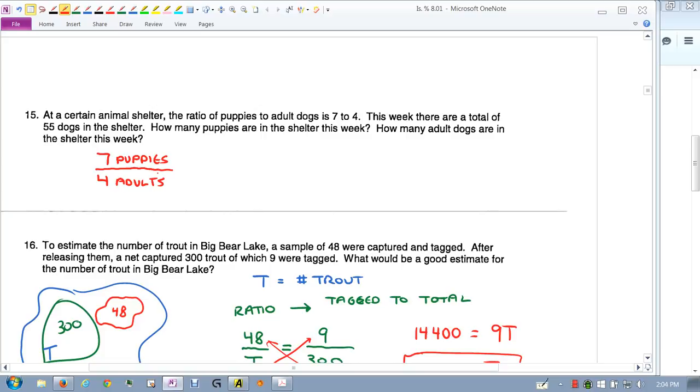So this one's a little more confusing. Again, draw a picture if it helps you. Here's the shelter, right? Inside the shelter you have what? Puppies and adults. Yes?